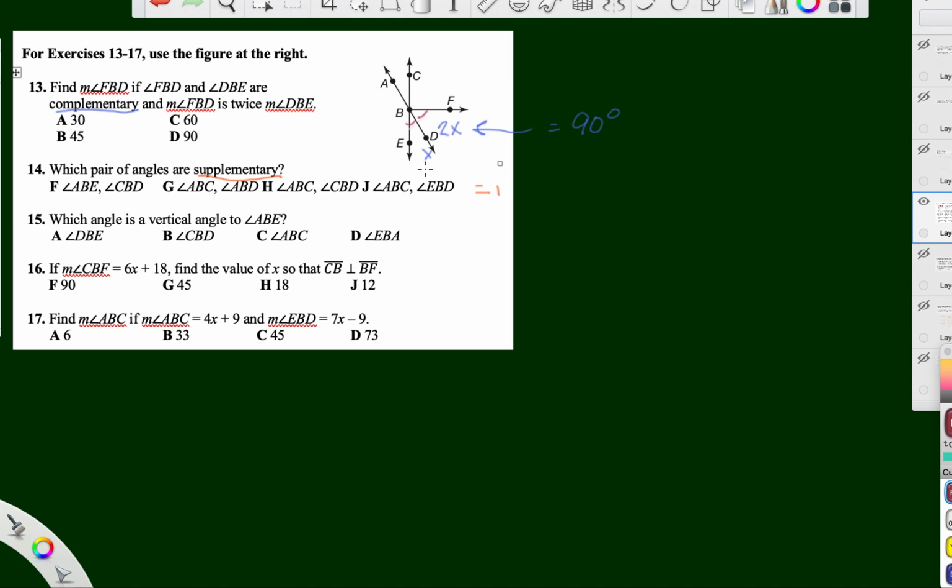All right, find FBD. We're finding this angle here total. If these two angles together are complementary, we know that complementary means 90 degrees. You could even visualize it. It looks like 90 degrees. It's telling you that you're looking for something that equals 90. All right, just like before, we've taken quizzes just like this. FBD is twice DBE. So we give DBE an X and we make FBD 2X. That's the one we're looking for.